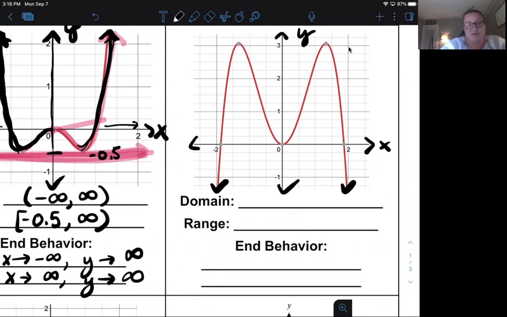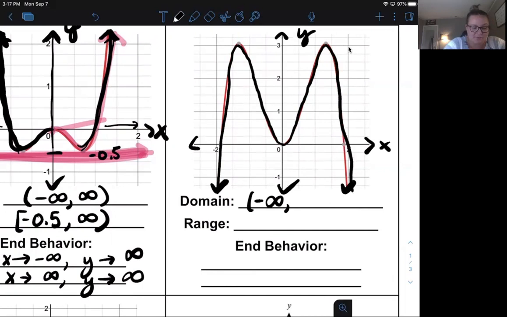So let's go ahead and talk about our domain and our range. For our domain, it looks like x goes from 0 to negative 2 and then carries on. So those x values are going to continue decreasing in that negative infinity direction. So we start with negative infinity. And then our domain, or our x values, increase from 0 to all these positive numbers on the right side. So we go to positive infinity.